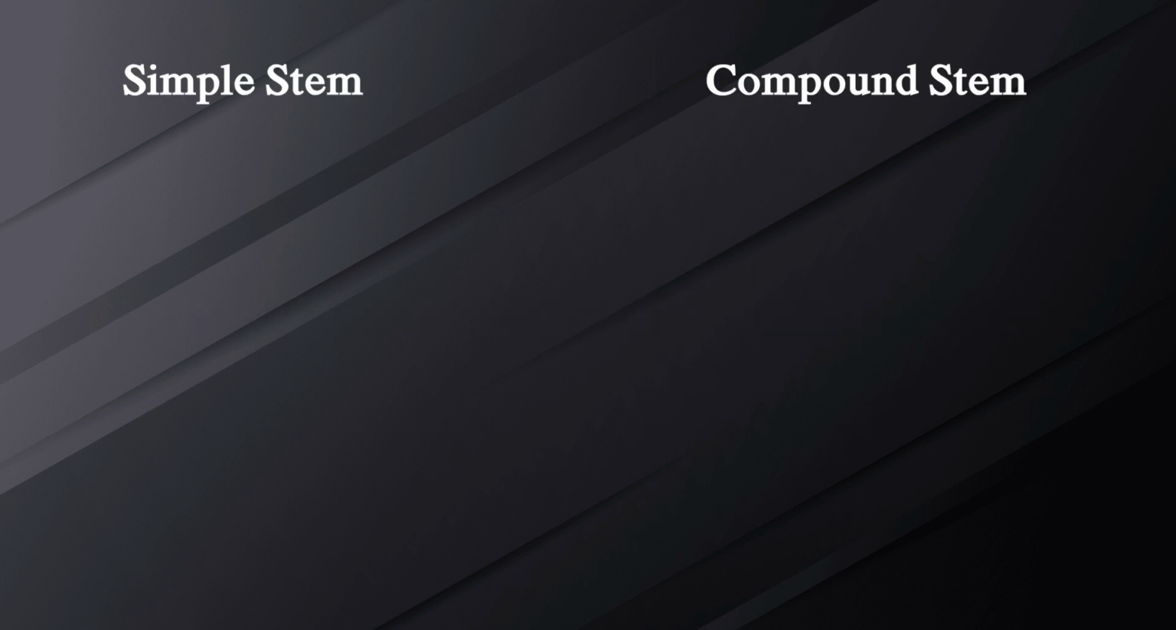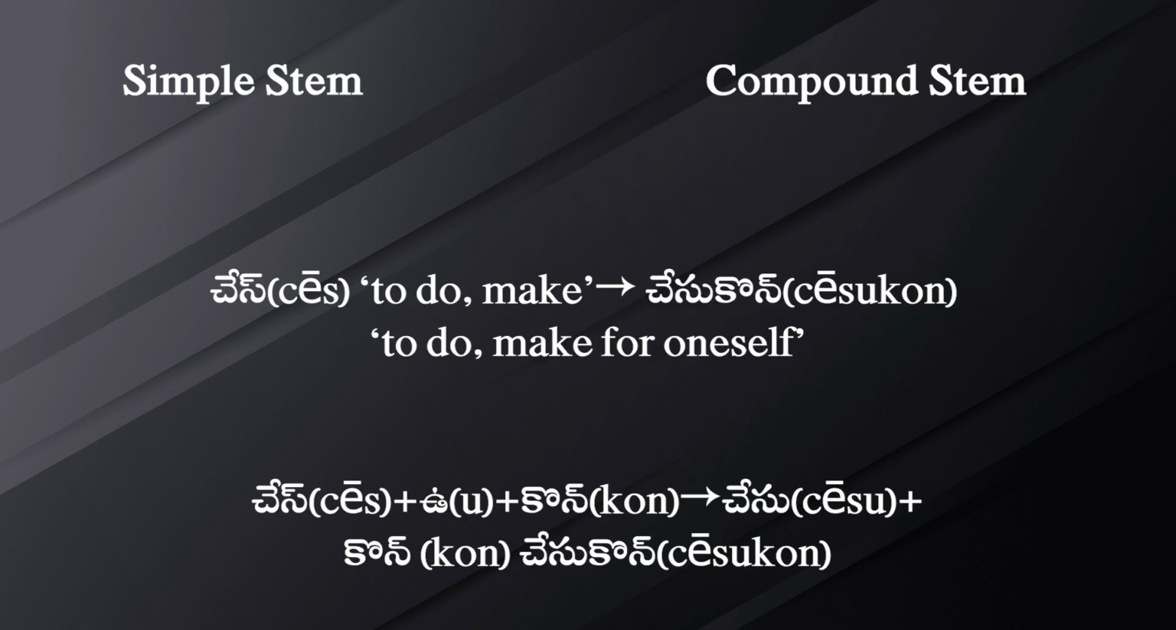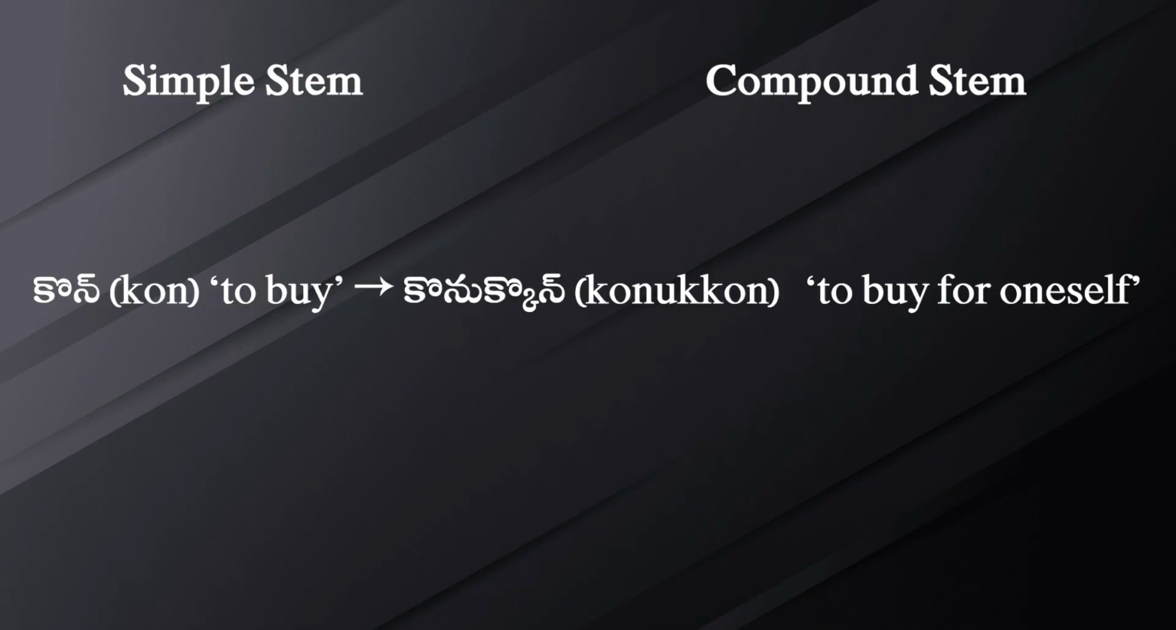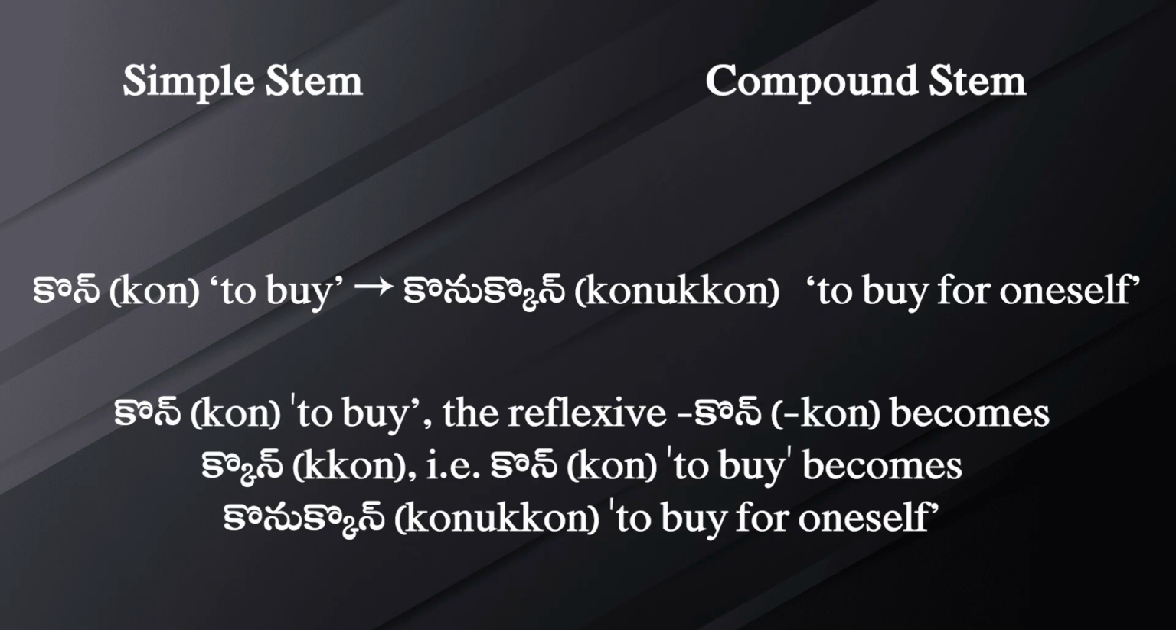Simple stems become compound stems. Chese becomes chesukonu. Chese means to do or make. Chesukonu means to do or make for oneself. Same way, chaduvu becomes chadukonu, to read to oneself, to study. Konu becomes konukonu, to buy for oneself. Konu, to buy. The reflexive of konu becomes konukonu, that is, to buy for oneself.